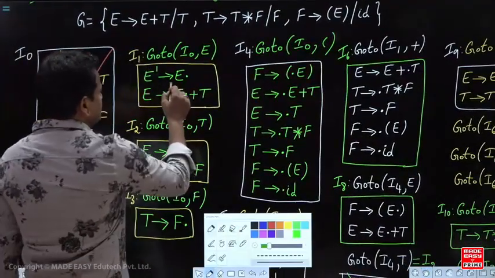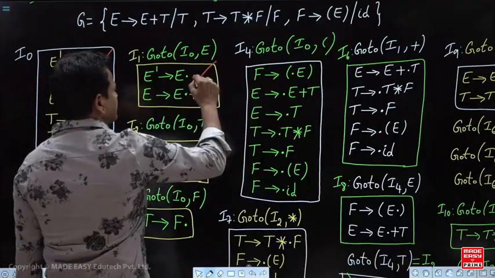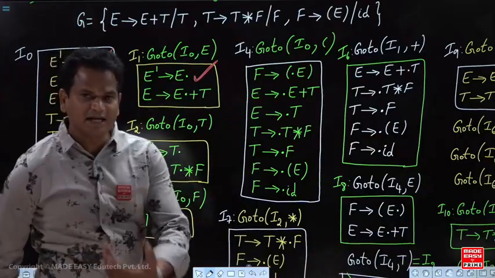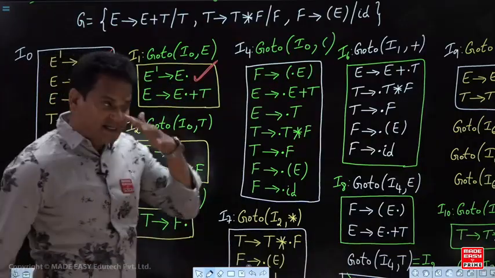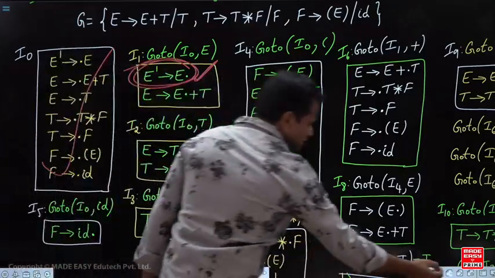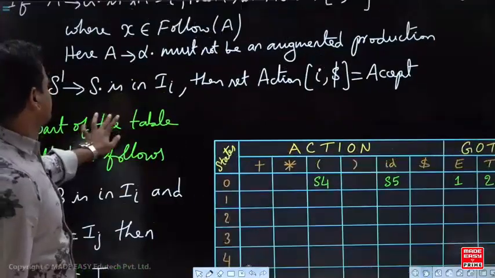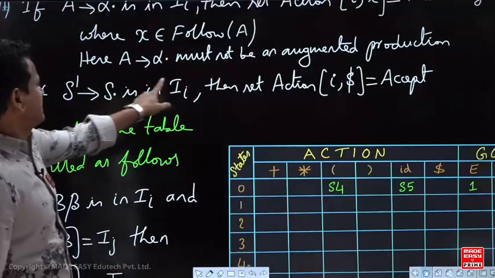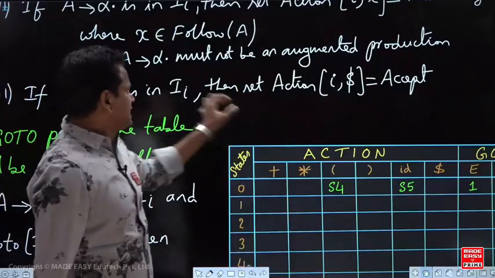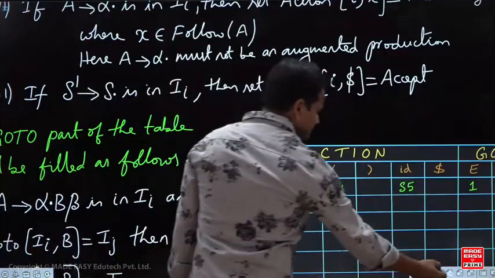This is I1. In I1 we have two productions. For this, how to enter? It has reached the dot end. Whenever the dot reaches the end, you must write the reduce. But it is an augmented production. I told you, if it is an augmented production, wherever it is in Ii, then ith row, dollar column. If it is I1, 1 comma dollar. If it is I2, 2 comma dollar. You write the accept. That is the rule.